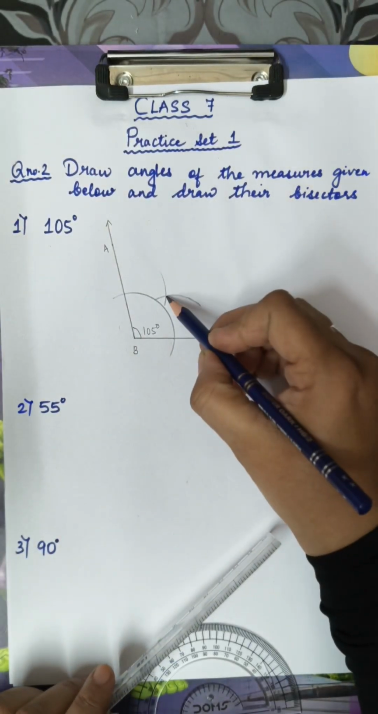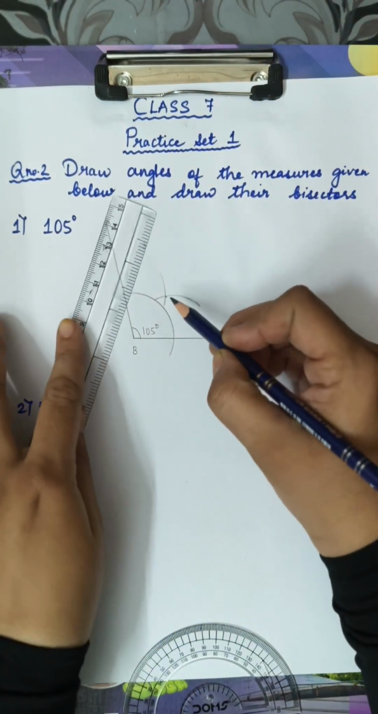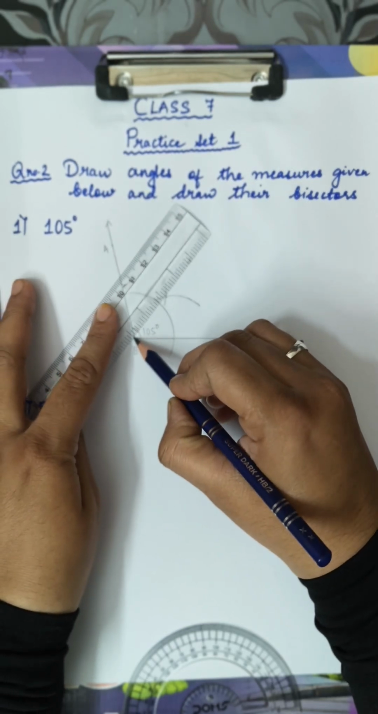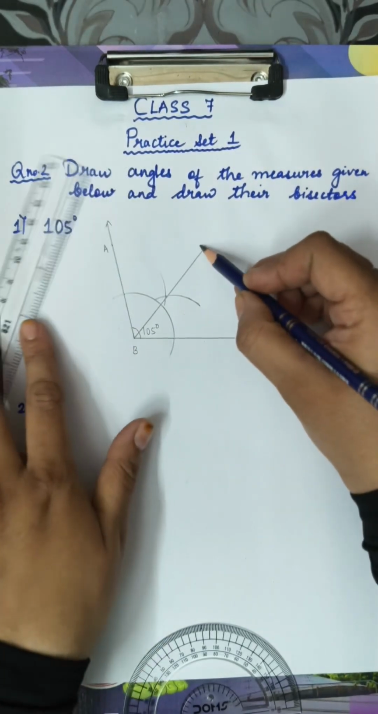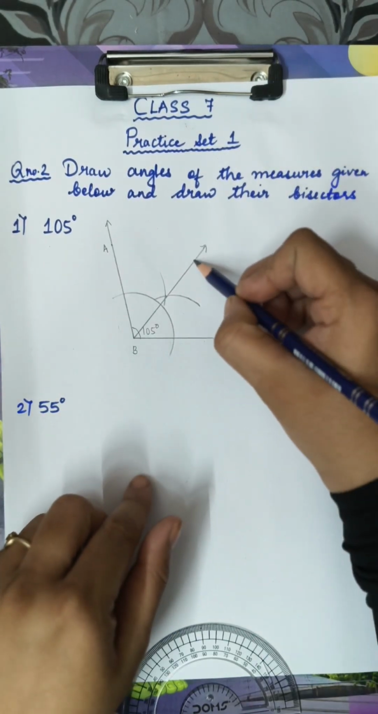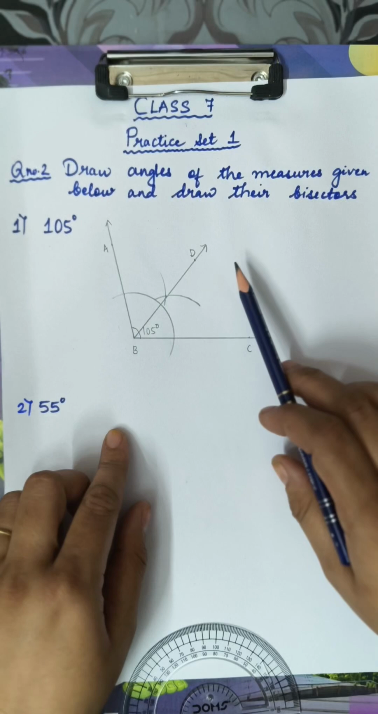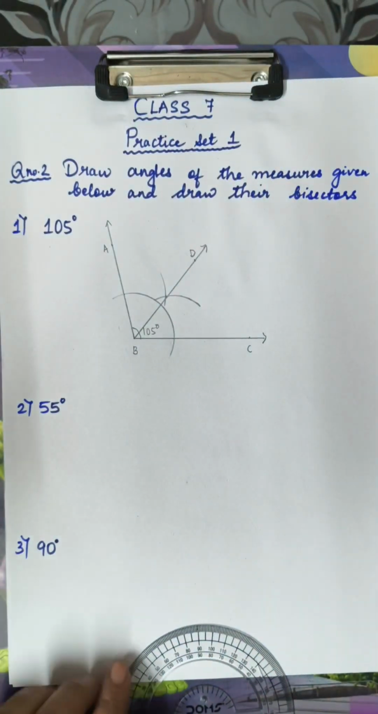Now what is the point of intersection of these arcs? This is the point. Now join this point and the vertex B. So this line is the angle bisector of angle ABC. You can mark this as point D. So your ray BD is the angle bisector of angle ABC.